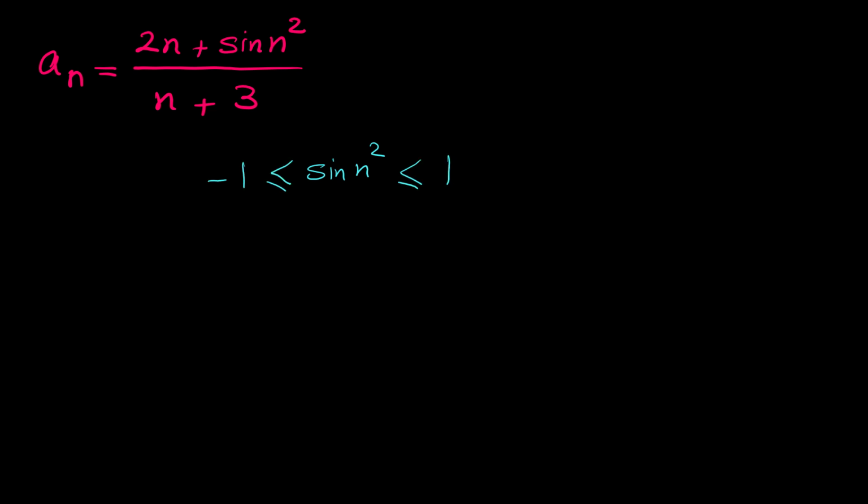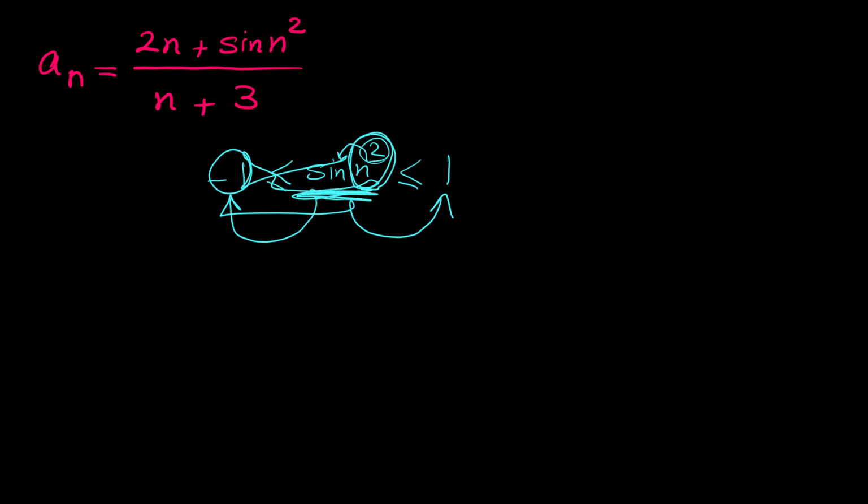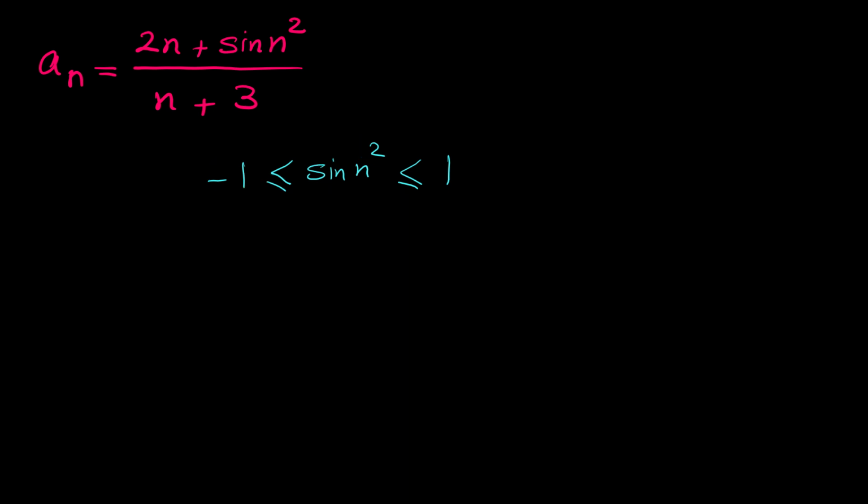And don't make this mistake of thinking that this power is for sine and write 0 here. No. This power is for n, so sine of n to the 2 is only between negative 1 and 1, and you cannot claim that it is always greater than or equal to 0. If the power was for sine, yes, it's between 0 and 1, but this power is for n, not for the trigonometric function.